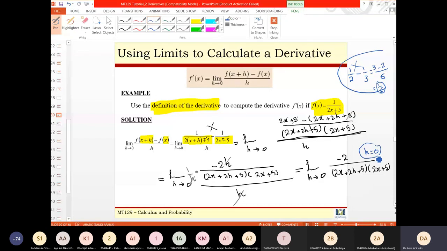I can change h with 0. I just have this h to be changed to 0. So what I will get is minus 2 over 2x plus 5 if the h is 0, times the 2x plus 5. This is nothing but minus 2 over (2x plus 5) squared. And this is the final answer.